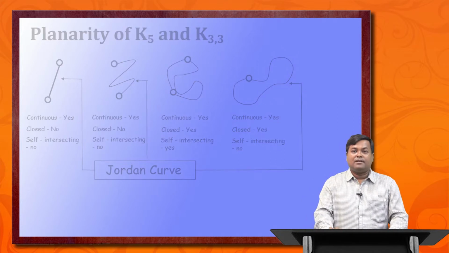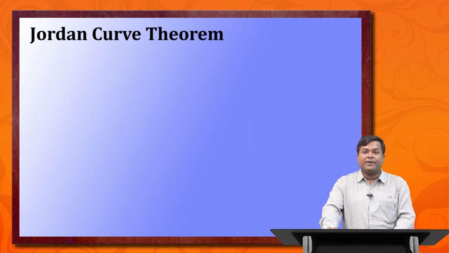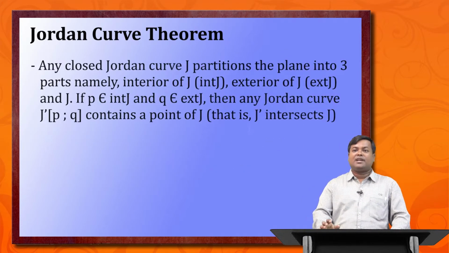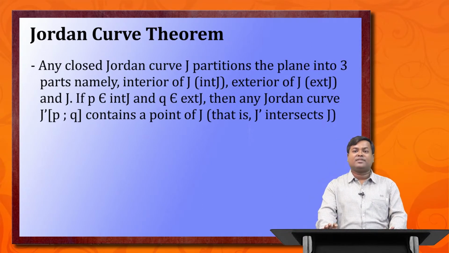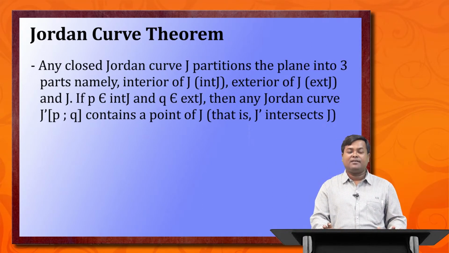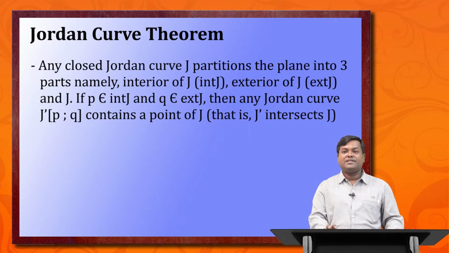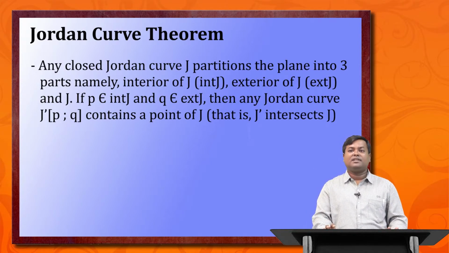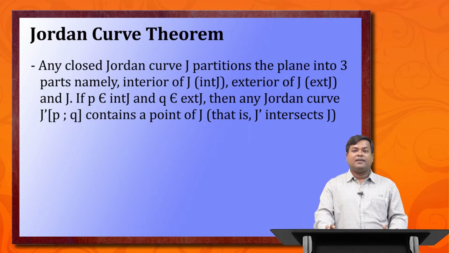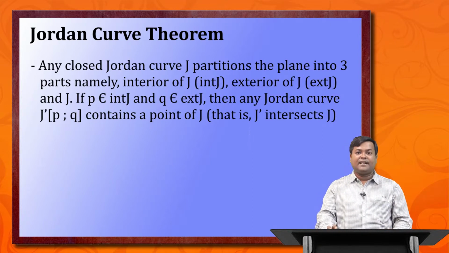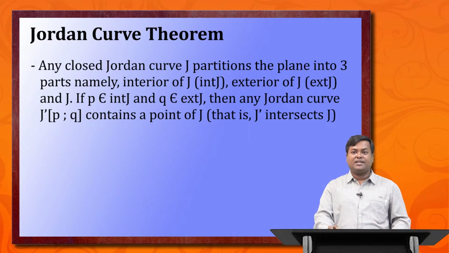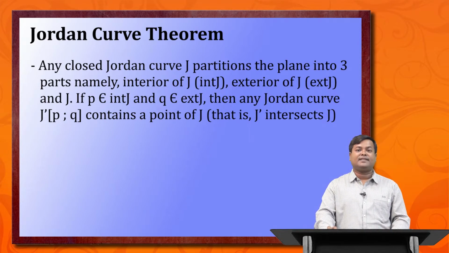Now let's start the Jordan curve theorem. Any closed Jordan curve J partitions the entire plane into 3 parts, namely the interior of J, another one is the exterior of J, and the third one is J itself. If P is a point in the interior of J and Q is a point in the exterior of J, then any Jordan curve J dash from P to Q contains a point of J, that is, J dash intersect J.